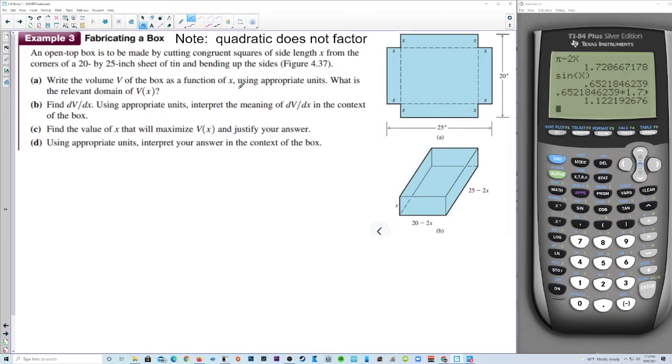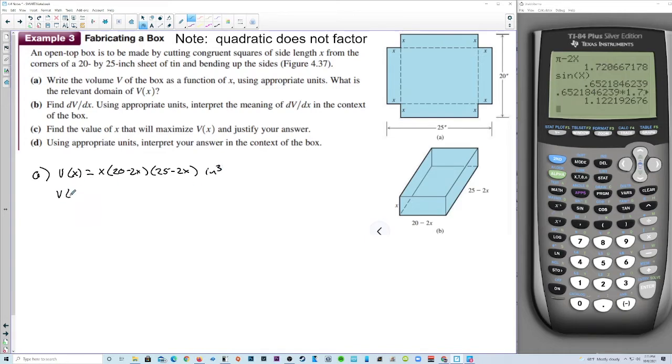Using appropriate units, what is the relevant domain of V of x? So letter A, the volume in x is equal to length times width times height. So let's just write x times 20 minus 2x times 25 minus 2x. Using appropriate units, what is the relevant domain of V of x? So this is, I don't know, inches cubed, I guess.